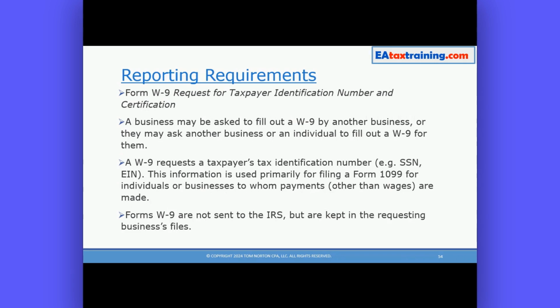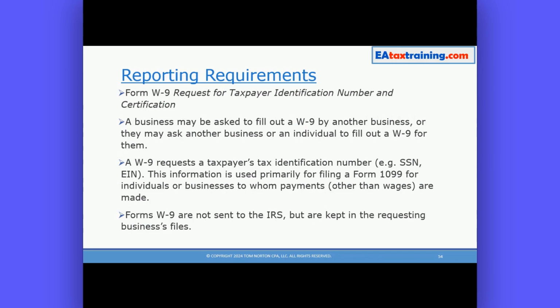A Form W-9 is a request for taxpayer identification number and certification. So a business may be asked to fill out a W-9 by another business, or they can ask another business to fill one out for them, or they can ask an individual to fill one out for them. What a W-9 does is it requests that person's or business's taxpayer identification number, which could be a social security number or their employer identification number. And the reason they're requesting this is because that business is concerned that they may have to issue a 1099 to that individual or to that business.